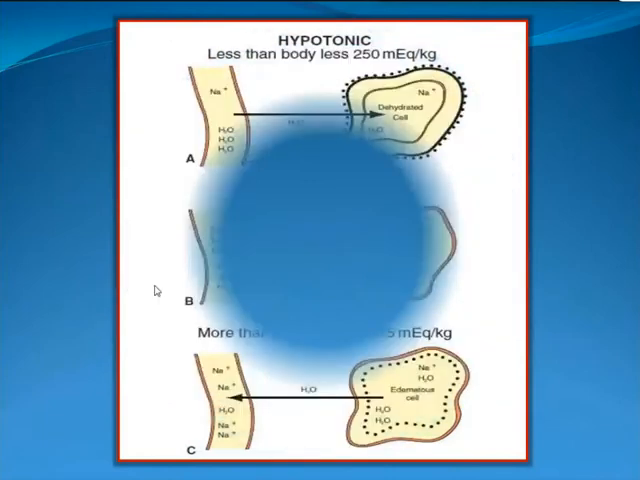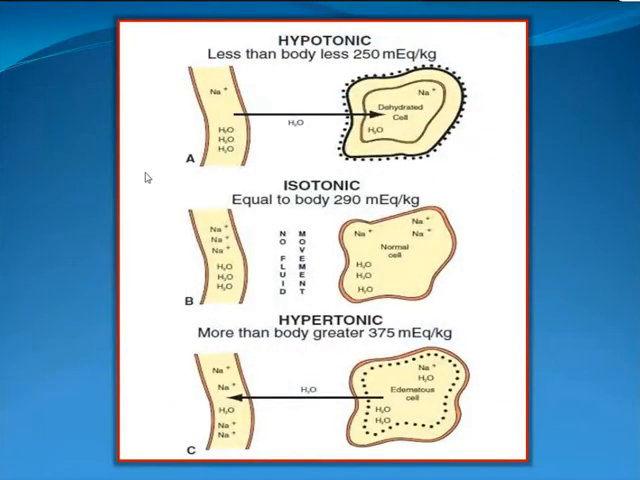Now, this is another picture explaining the movement. Here in hypotonic, with more fluid, it will pass to the cells, causing swelling of the cells. While in isotonic, there is a balanced amount of sodium and water, so the movement will also be balanced, there is no shifting of the fluid, and the cell maintains its concentration and physiology. And in hypertonic, when it is more than 375, the shifting will be from the cell to the intravascular compartment, causing an increase in it, and of course causing dehydration of the cells.